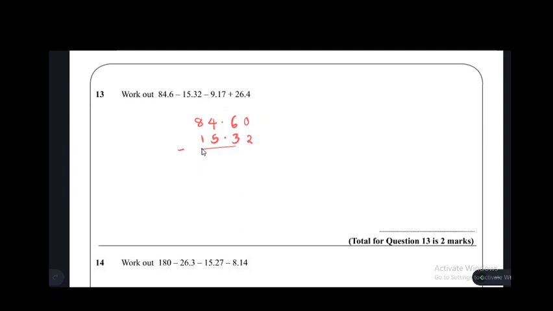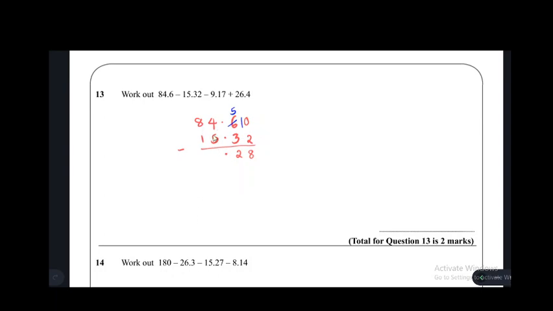Okay, so right there, that's better. So I'll start with 0 take away 2. 0 take away 2 is not possible, so I'm gonna borrow 1 from there. This becomes 10, this becomes 5. So 10 take away 2 is 8. 5 take away 3 is a 2 point.